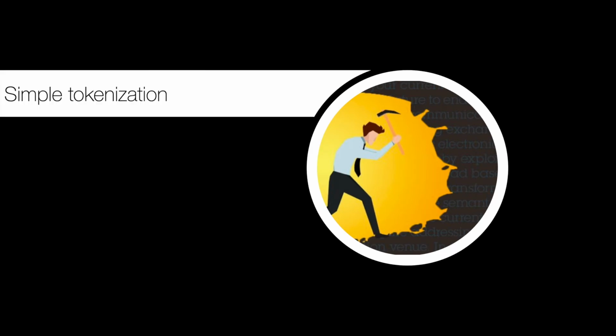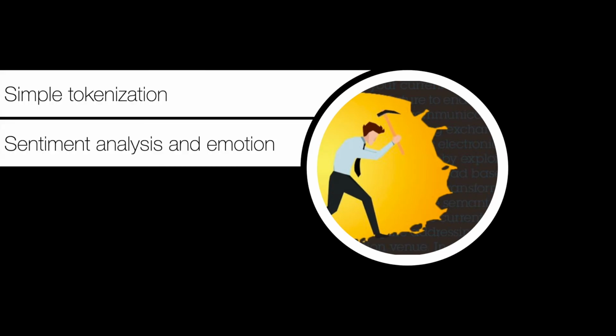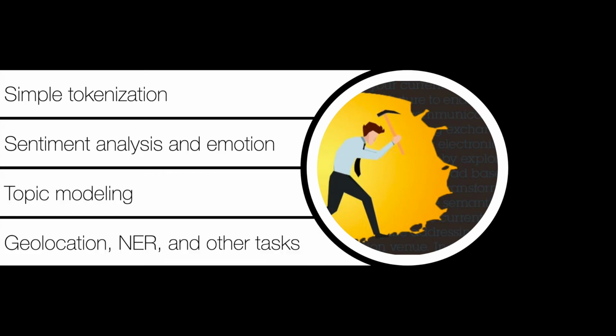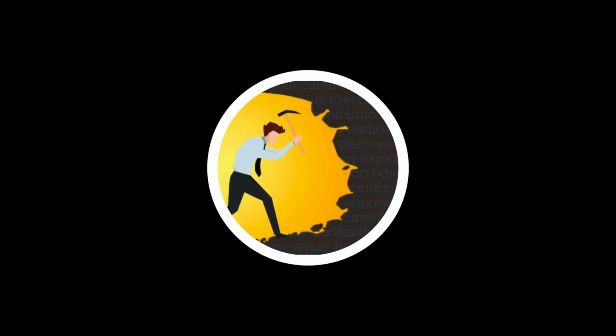For this part of the module, though, I'll primarily talk about text mining, and we'll talk about four different areas. First is simple tokenization, then sentiment analysis and emotion, then topic modeling and geolocation, named entity extraction, and a few other text-related tasks. For this week, we'll only talk about the first two.